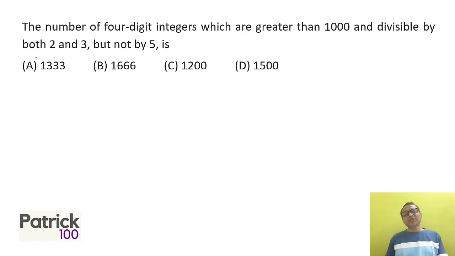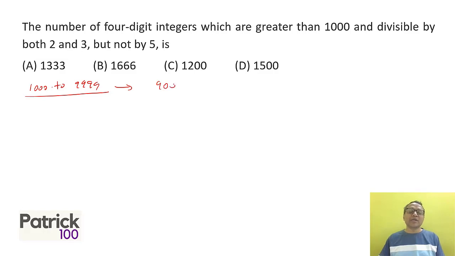Number of 4-digit integers which are greater than 1000. So how many 4-digit integers are there totally? Total 4-digit integers are 9000. Remember that. From 1000 to 9999, there are 9000 numbers which are 4-digit numbers.